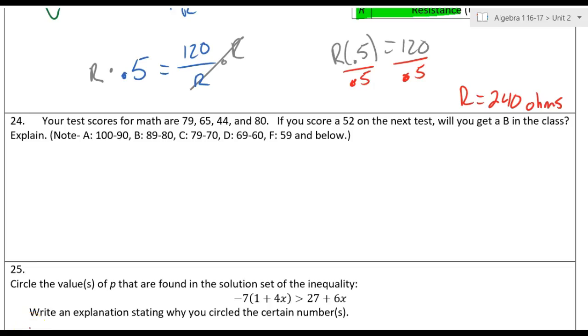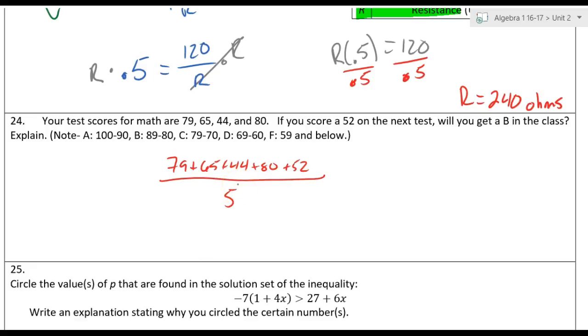Okay, number 24, we're talking about test scores. Here are your previous test scores: 79, 65, 44, and 80. They ask, if you score a 52 on the next test, will you get a B? In order to see if we get a B, we have to add that 52 in, and since it's an average, we divide by how many tests there are: 1, 2, 3, 4, and 5. There's no variable in this one. This one is just plugging it in and seeing what happens.